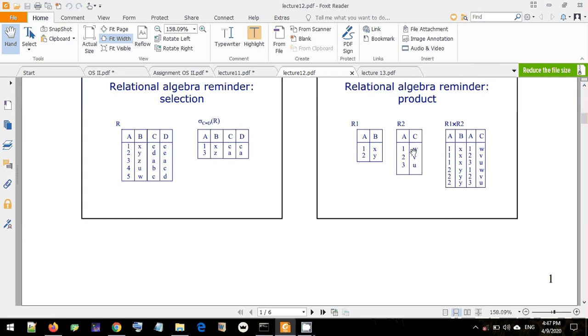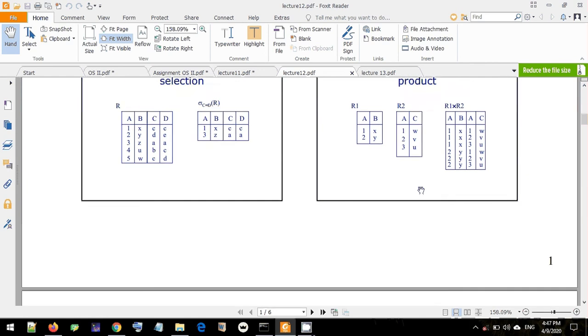1x will go with 1w, 1x 1w first tuple, 1x 2v second tuple, 1x 3u third tuple. The same thing, we take the second tuple in R1, we relate it to each of the tuples in R2. So we have what? 2y 1w, 2y 2v, 2y 3u. That is the Cartesian product.